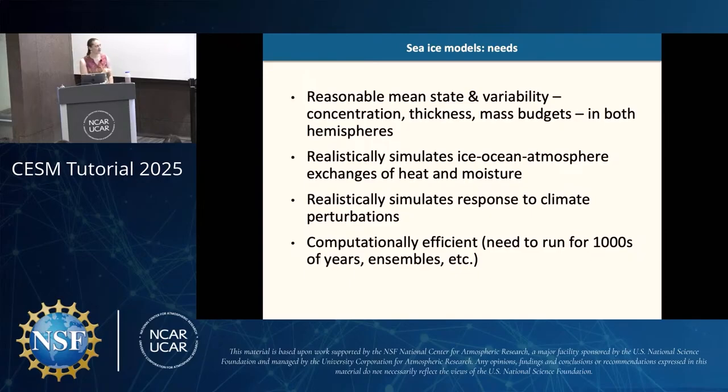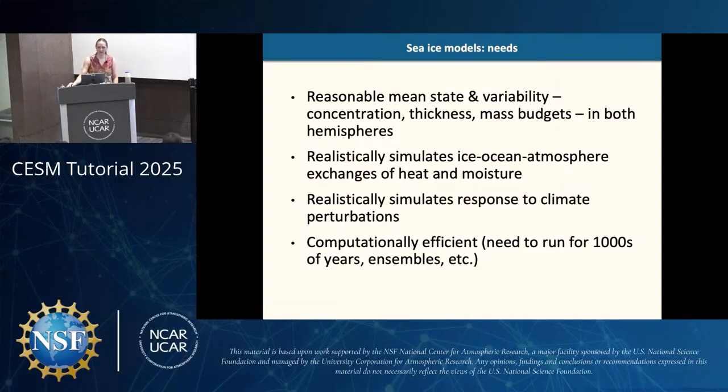We want it to have realistic exchanges of heat and moisture between the ice, ocean, and atmosphere. You want it to respond reasonably to climate perturbation. So if we double CO2, we want the sea ice to go away in a way that seems sensible. And then it also needs to be computationally efficient. We run these models for thousands of years. We run ensembles, all of that. It can't be super, super expensive.